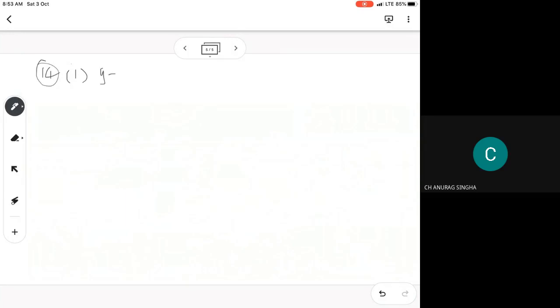y is equal to x to the power of 4 minus 6x cube plus 13x square minus 10x plus 5, at the point (0, 5). The point is given to you: (0, 5). So now what do we need to do here? We need to find the equation of the tangent to this curve.